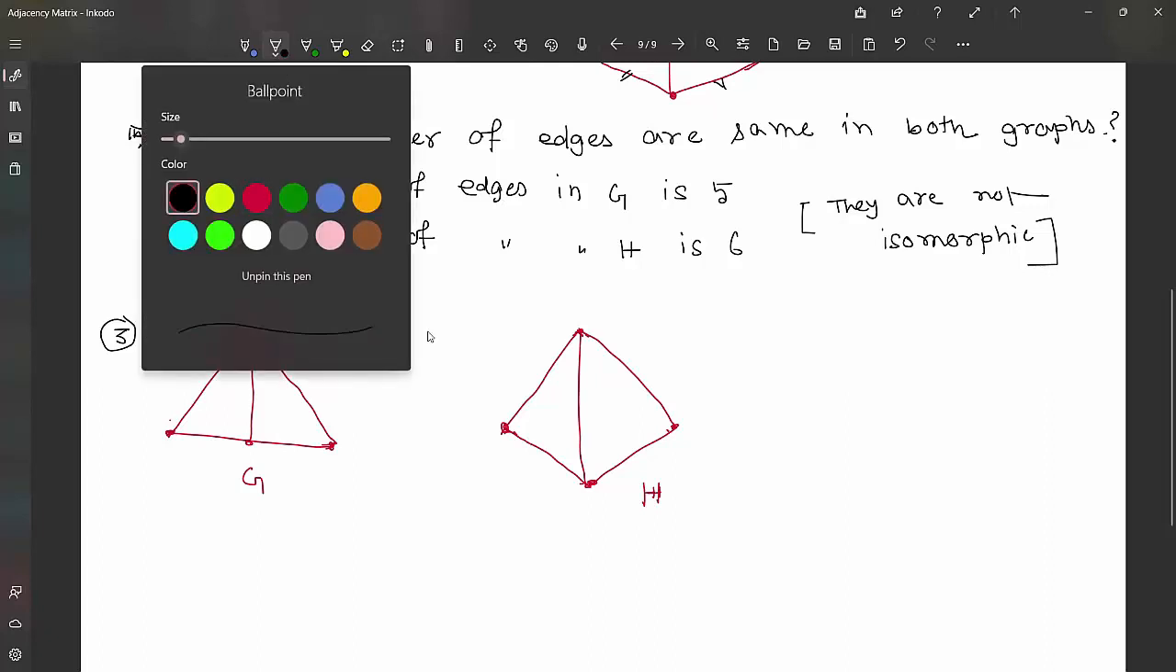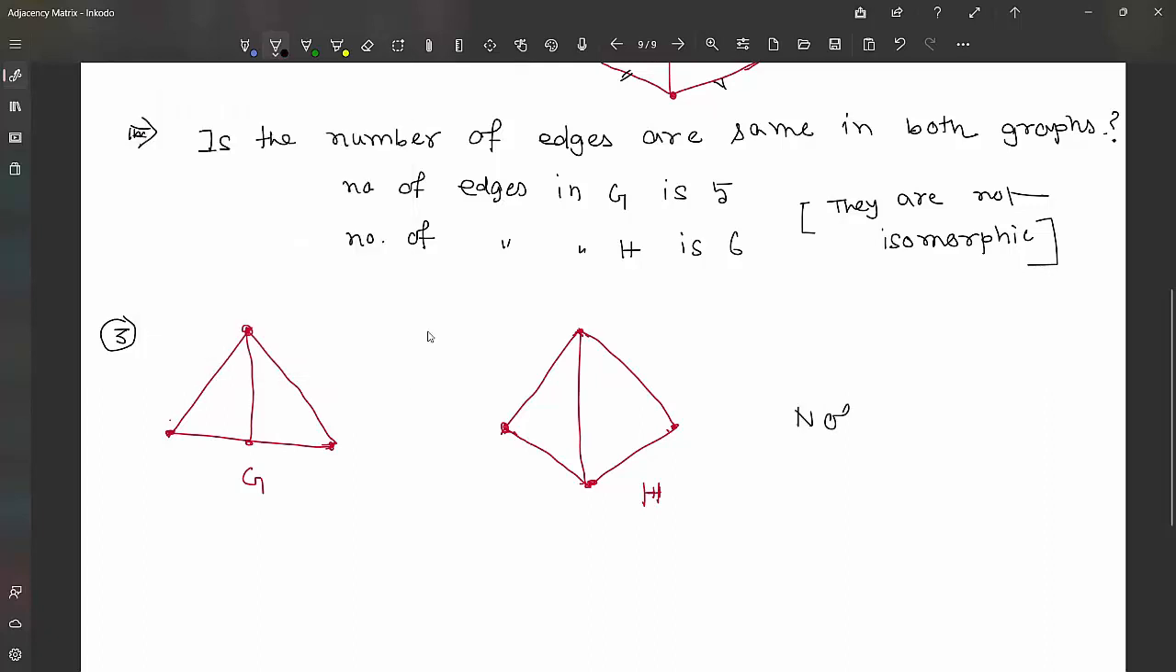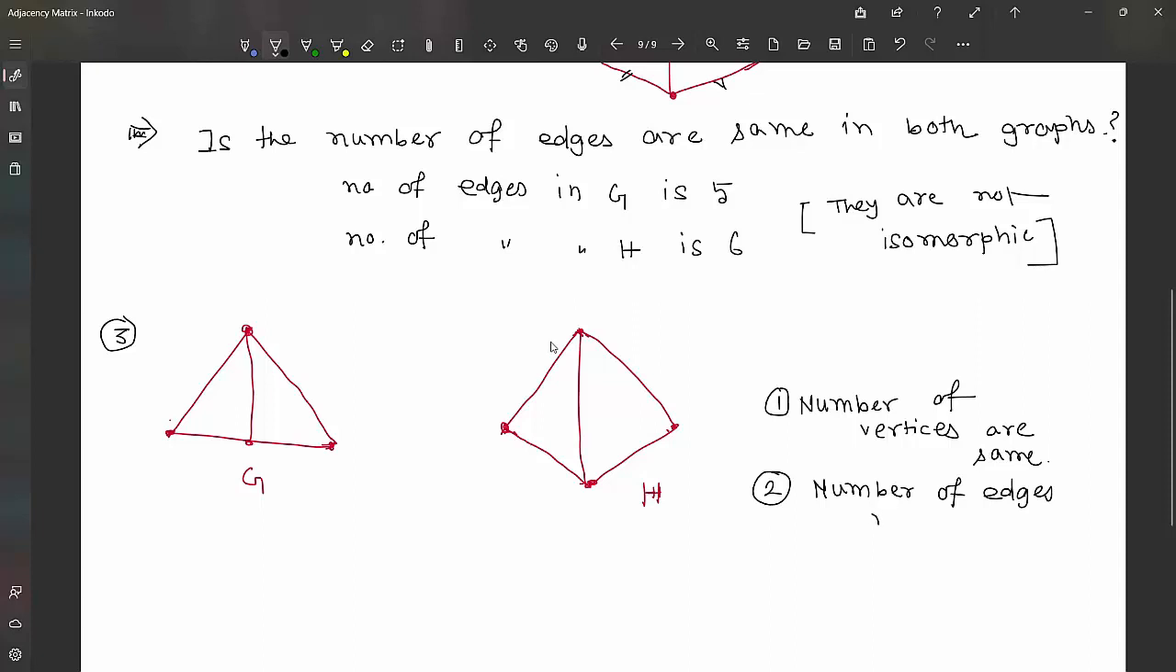So the number of vertices are the same. And number 2, the number of edges: 1, 2, 3, 4 and 5. Here also 1, 2, 3, 4 and 5. So the number of edges is also the same.